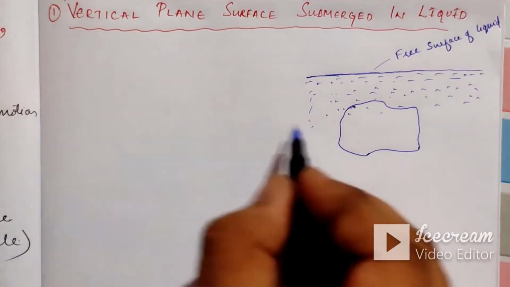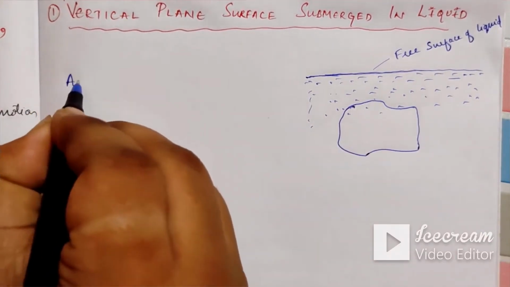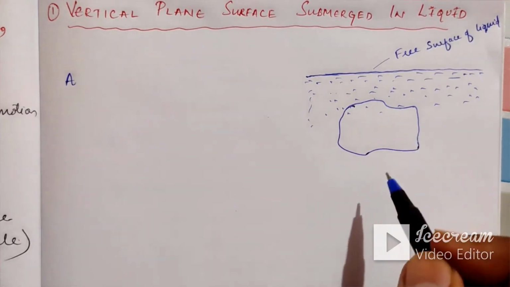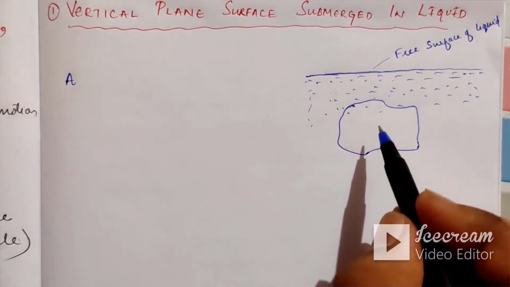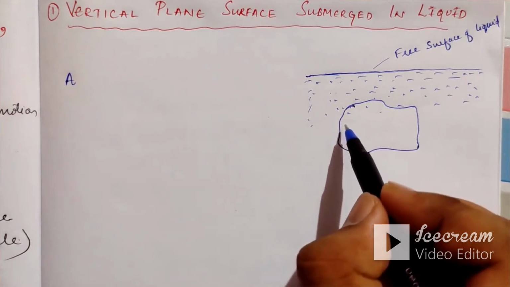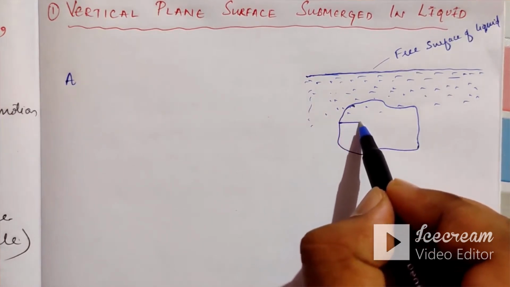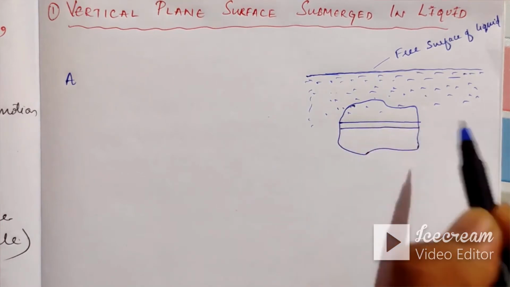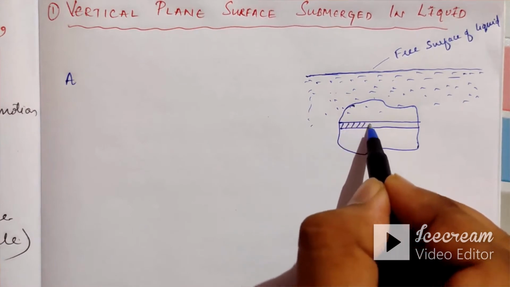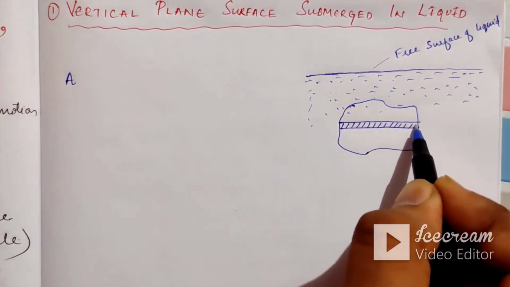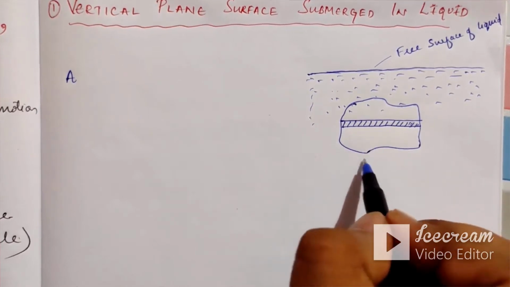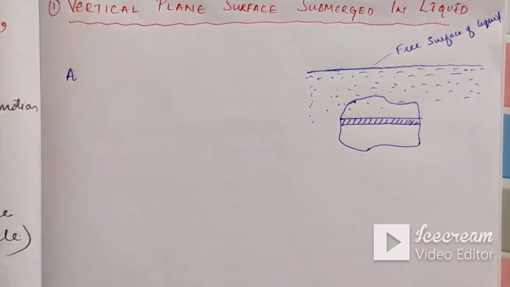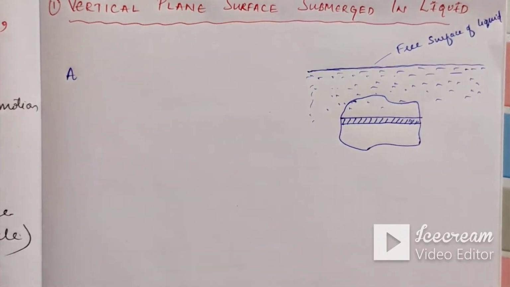For this shape, I'll consider A as the total area of this shape. Whenever we derive something, we consider an element of that. So we'll consider an element. I'll take a small element from the shape. I'll derive for this element, then integrate so that I can get the value for the whole shape, or the whole vertical plane which I have taken here.